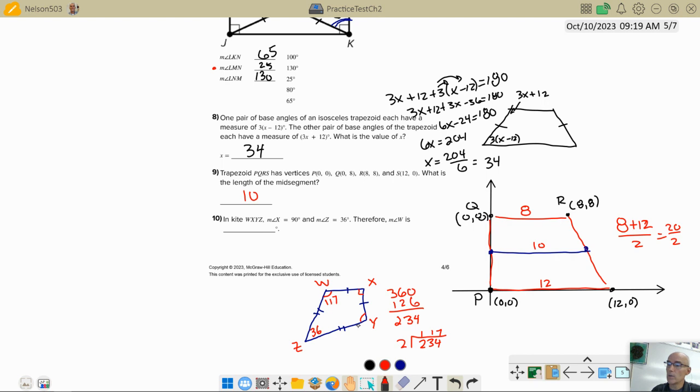Let me check my arithmetic. Did I do that correct? I don't remember that number being the answer. So we got a 4, a 3. Yeah, no, that should do it. So 117. I forgot that answer.